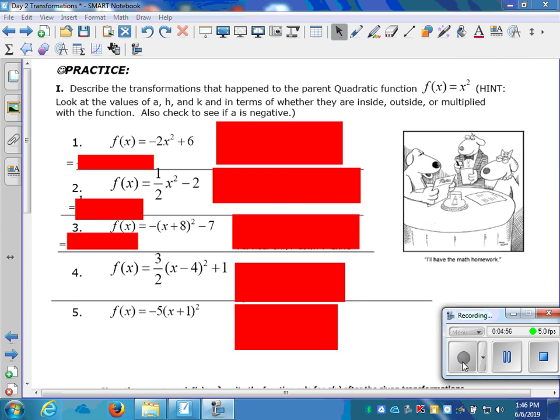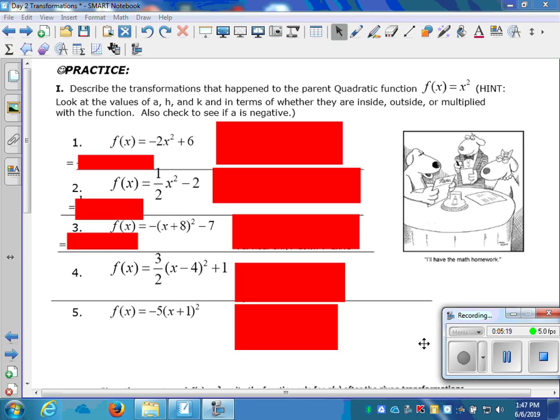At the top of the second page, we have some practice problems. Part 1, describe the transformations that happened to the parent function that's a quadratic here. So what they want you to do is look at the values for a, h, and k in terms of whether they're inside, outside, or multiply with the function. Also, you should check to see if the a value is negative.